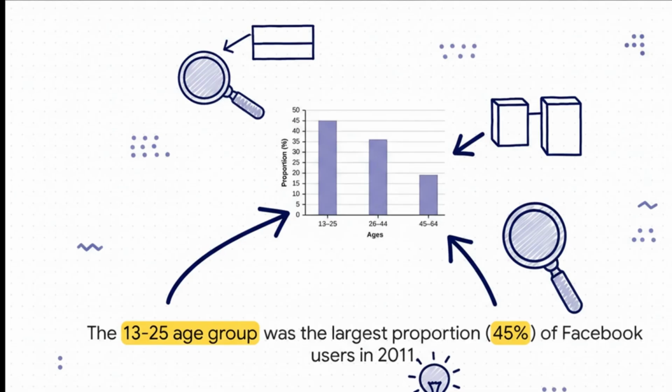Here's a super simple example. It's a survey of Facebook users back in 2011. Just at a glance, you can see that big bar right in the middle, right? That's the 13 to 25-year-olds, making up a whopping 45% of users. The comparison is instant, and that's exactly what a bar graph is for.